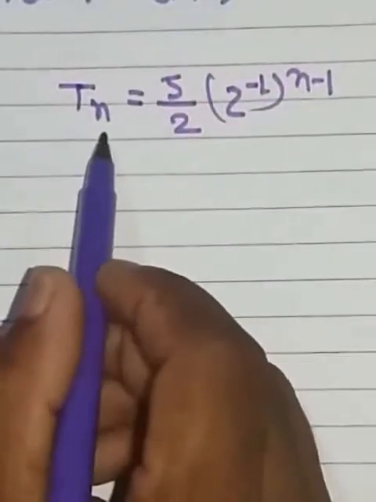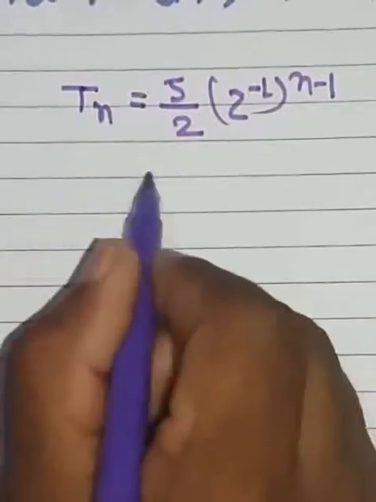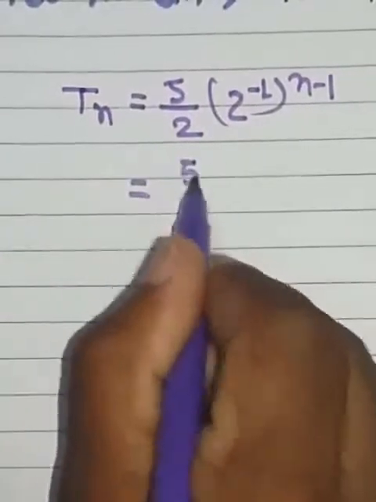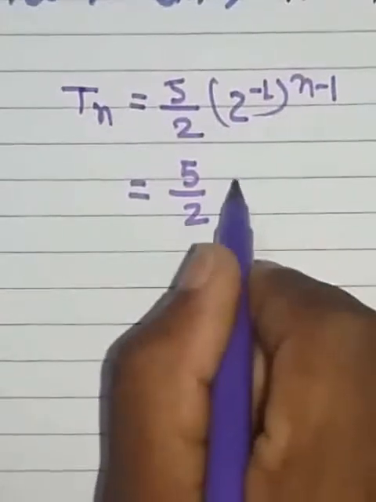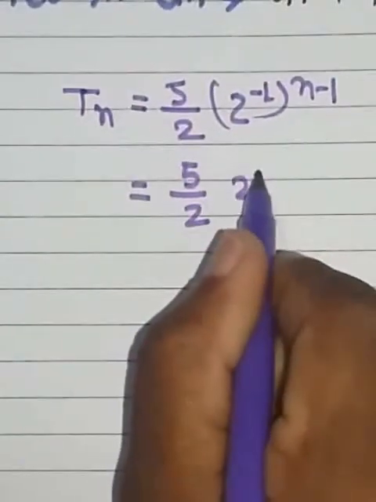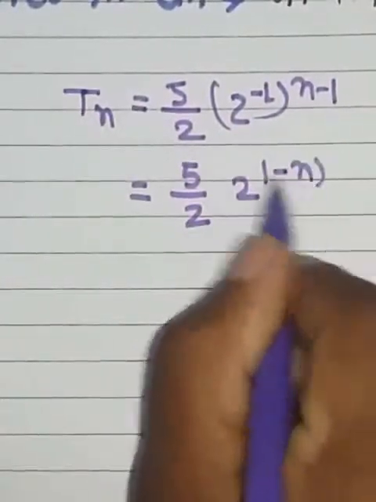This we get in the previous page. Now we will simplify more. 5 upon 2, and this one will be multiplied here. Then 2 to the power 1 minus n.